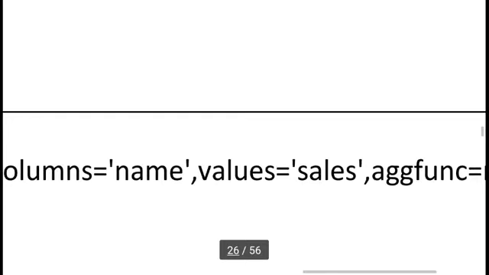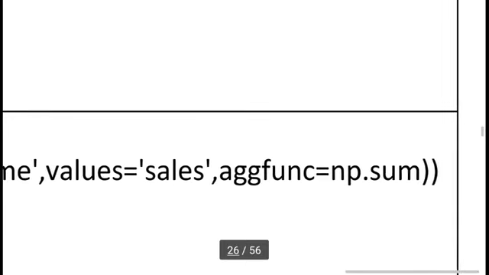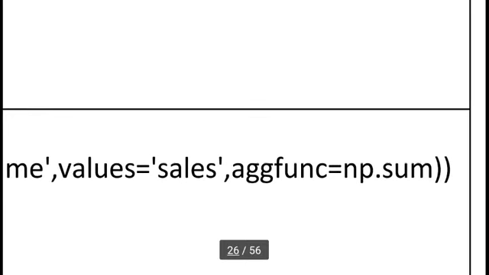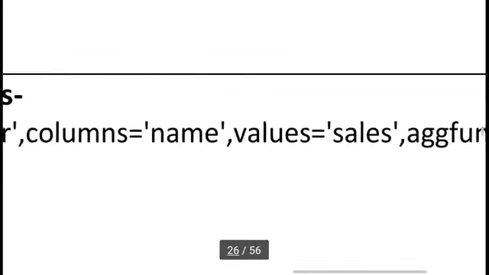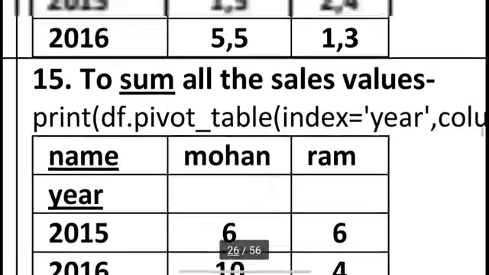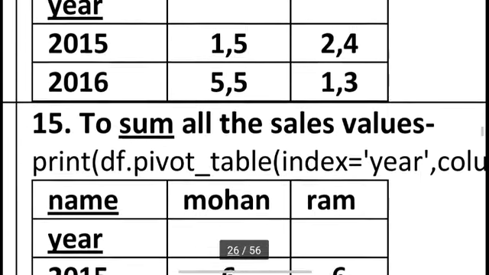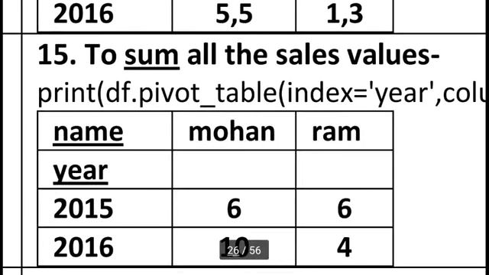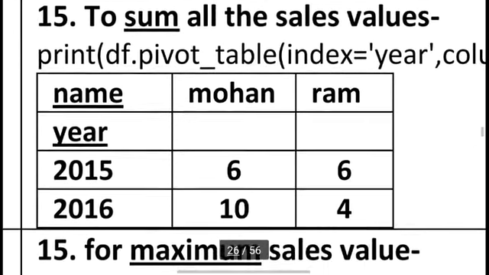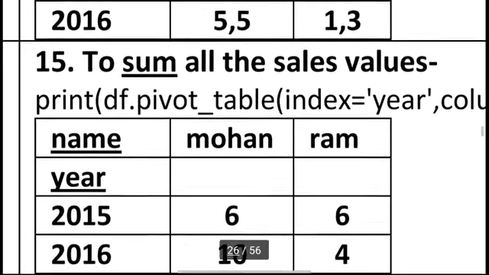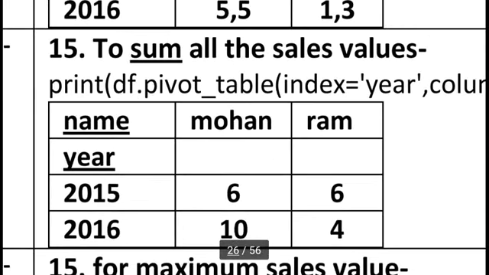But after completing this, which operation do I want to perform? I want to sum, np.sum, all the cells. You can see 1,5, the answer is 6. 2,4, the sales is 6. 5,5, the sales is 10. 1,3, sales is 4. So this is our very important and beautiful output, you can see.